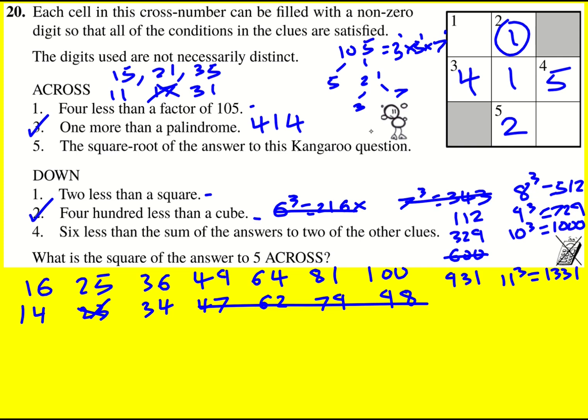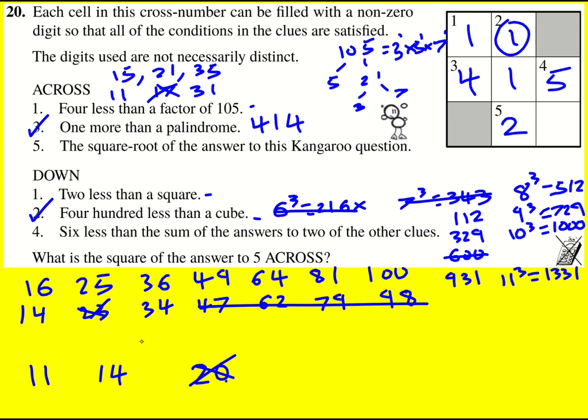5 across is what we're trying to get to, so we're going to have to look at 4 down. So 6 less than the sum of the answers to 2 of the other clues. Well, we've got 20 something, so we've got to combine it with either 1 across or 1 down, or maybe we combine 1 across with 1 down. One option was that we put a 1 here, and then we're going to get 11, 14, and 20 something, but there's no way that we can use the 2, because as soon as you put a 0 there, then you're going to change the last digit when you add it to one of these. So it's got to be these two.